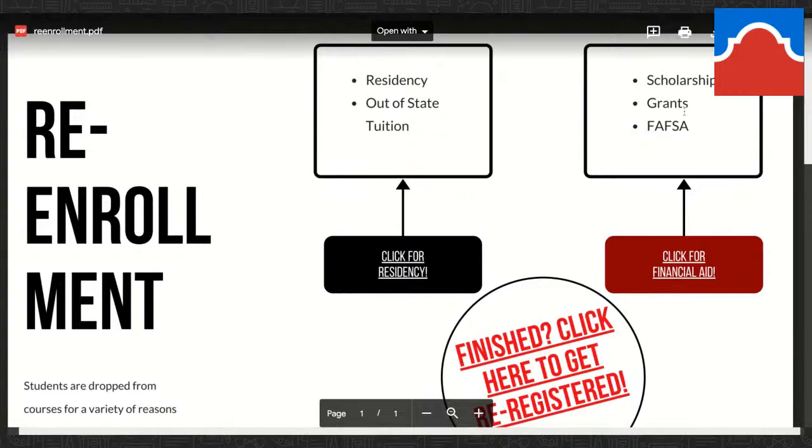So we have scholarships, we have grants, we have FAFSA help. So if your FAFSA isn't completed or you need help with that, these are the people that you go to. If you have not been awarded your loan money, grant money, scholarship money, these are the people that you go to. So if the reason for you being lost from classes is because there's something wrong with your FAFSA, there's something wrong with your funding, these might be the people to go to.